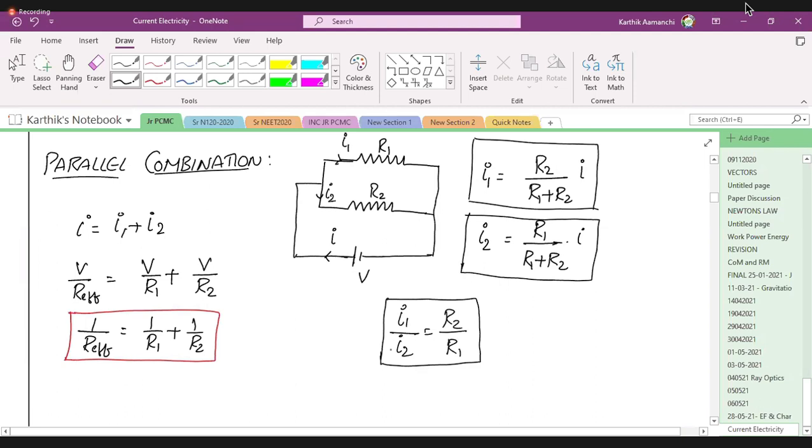I still need to tell you Wheatstone bridge, meter bridge, and potentiometer. And then your galvanometer. Conversion of galvanometer into voltmeter.